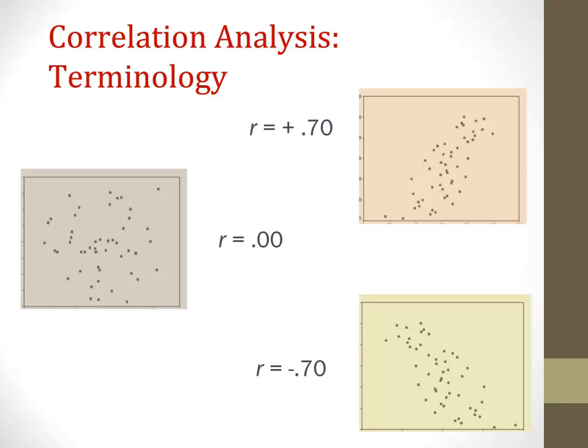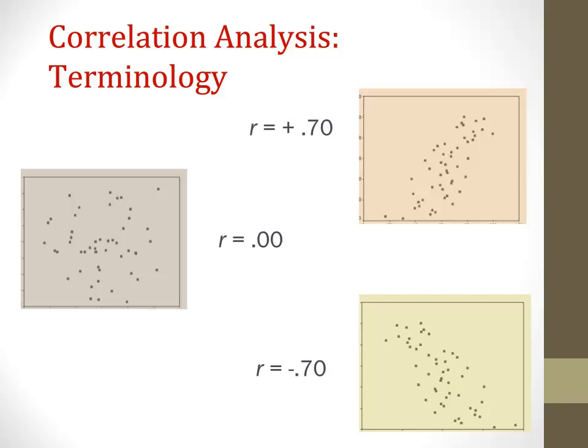In the middle on this slide, we see a grayish colored scatter plot. And what we see here is a lot of random scatter of points. This scatter plot indicates that there's no relationship. And actually this scatter plot shows that Pearson's R is equal to 0.